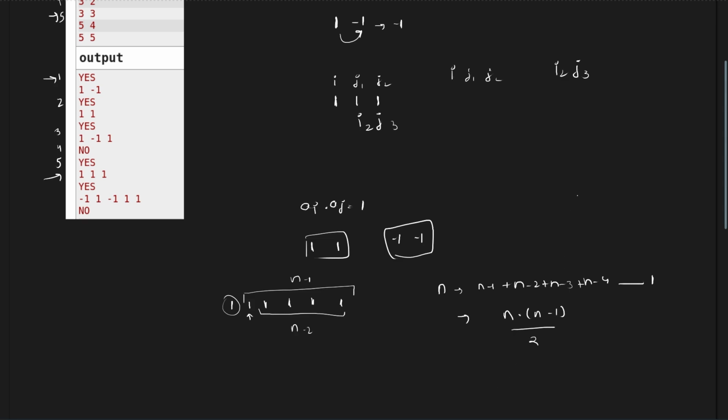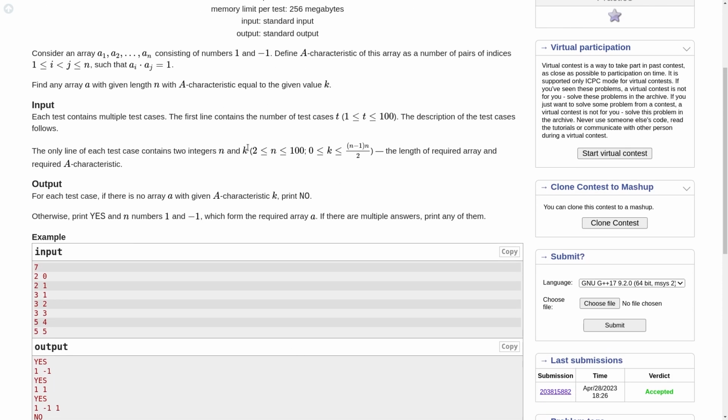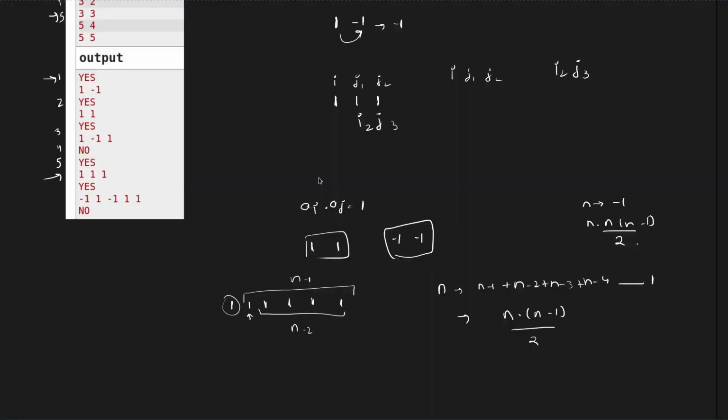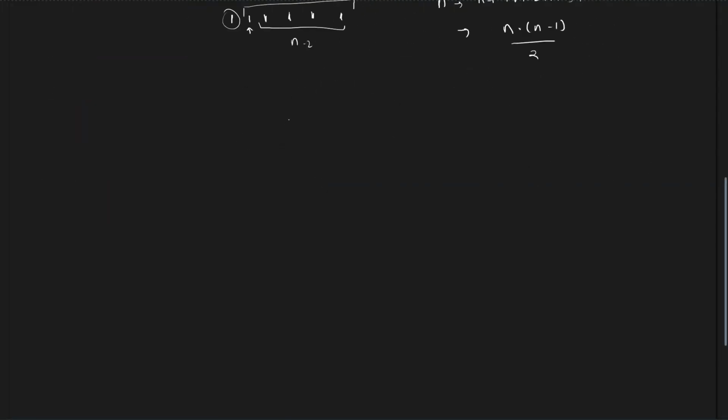Similarly, if the frequency of minus 1 is n, then we can form again n into n minus 1 by 2 pairs, right? Now if you look at the constraints of this particular problem, the value of n is 100, and since each element can be either 1 or minus 1, we can iterate through all the values. First we'll assume that there are 0 ones and n minus ones.